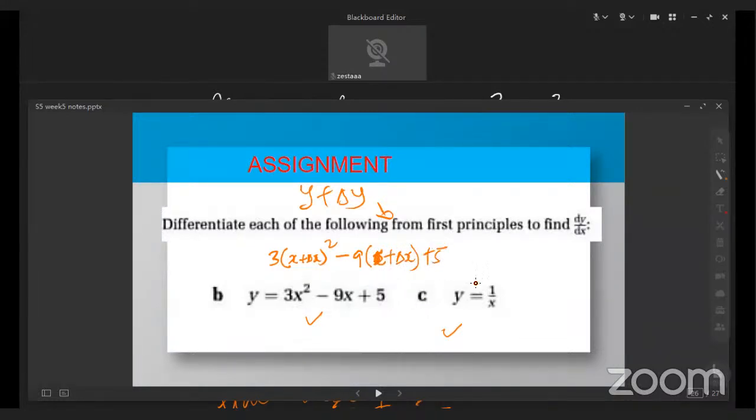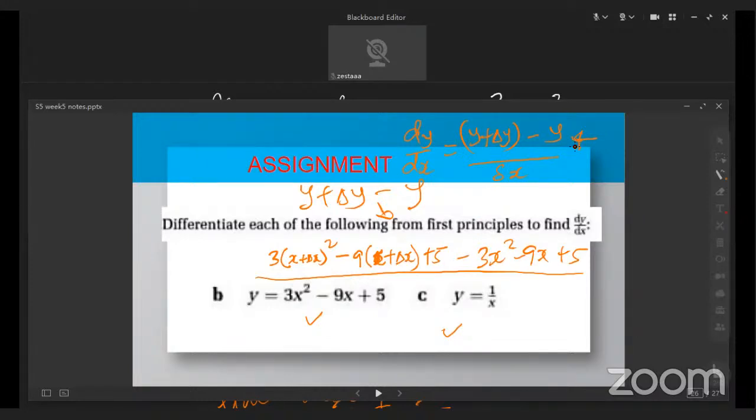Minus this other one here. This is minus y, minus the whole equation again, 3x squared minus 9x plus 5. So you have two things here that you're going to solve. Remember we are going dy over dx, where the smaller change in y is y plus smaller change in y minus y, over the smaller change in x. What is more important for you is this upper one, so evaluate this one separately.